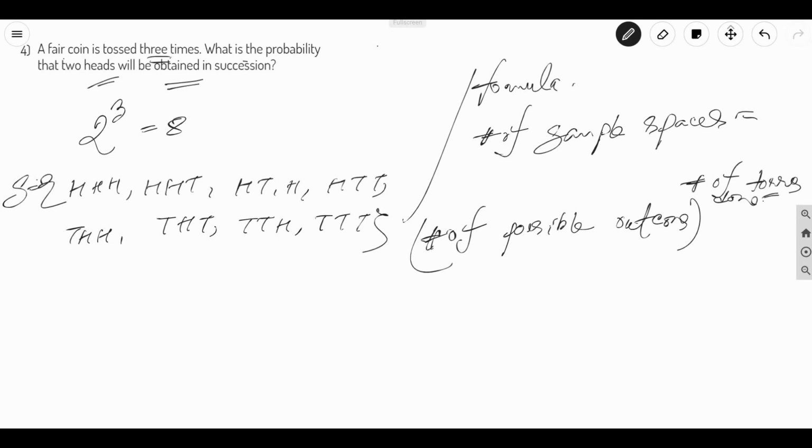We are asked for 2 heads obtained in succession. Here we have 2 heads in succession, here also, and here, and we don't have it anymore. The total outcomes are 8, and the number of outcomes where heads come in succession twice is 3. So the probability of this event happening is 3/8.